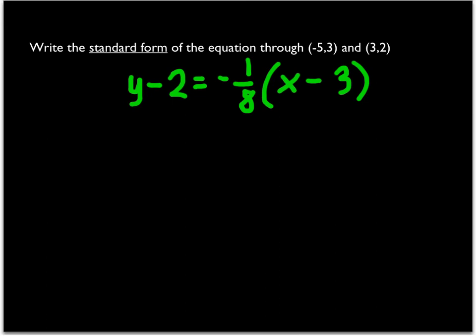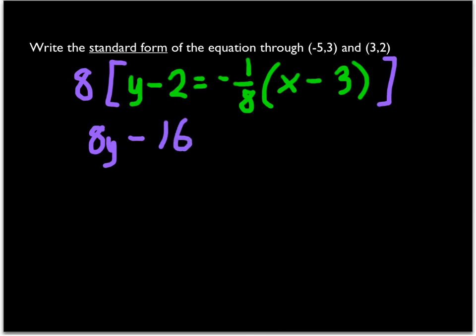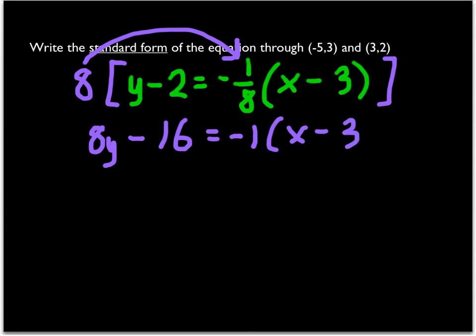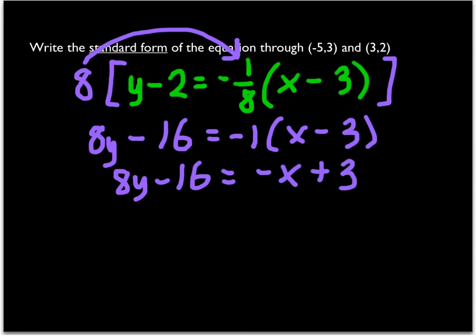Again, just like we showed before, what I don't like here in standard form is this fraction. So I want to multiply by something that would get rid of that fraction, and so I'm going to multiply everything by 8. And so when I do that, I'm going to get 8y minus 16. This is the old distributive property. And again, 8 times 1/8, the 8s will cancel out or reduce out, and I'll get just a negative 1, and then x minus 3 like that. So 8y minus 16 equals negative x plus 3. Remember, when you take negative 1 times negative 3 is that.